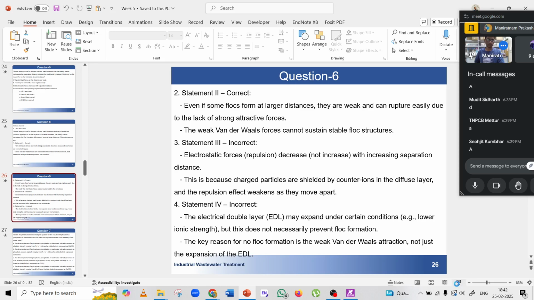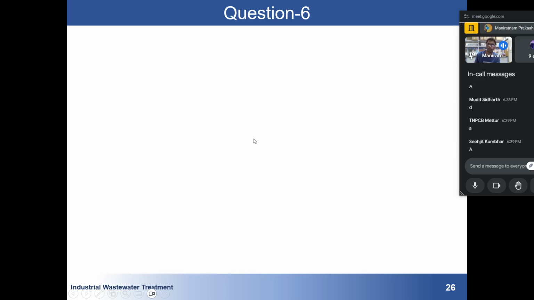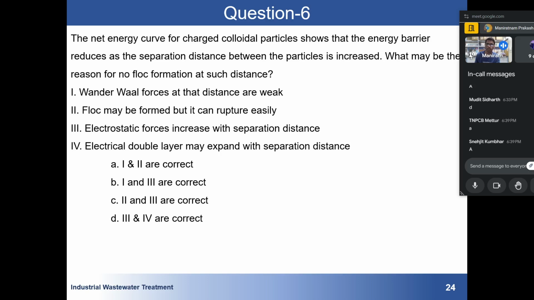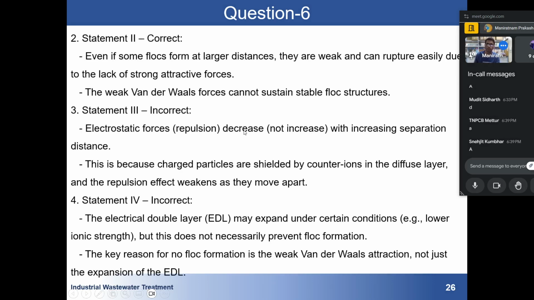Why is it not happening? Statement two: even if some flocs are formed at larger distance, they can rupture easily due to lack of strong attractive forces. At this distance, van der Waals forces cannot sustain, and that's why all the flocs which had formed will get ruptured. Now, electrostatic force: it is written that electrostatic force increases with separation. No, it's not that. The correct statement is that electrostatic forces decrease, not increase, with increasing separation.